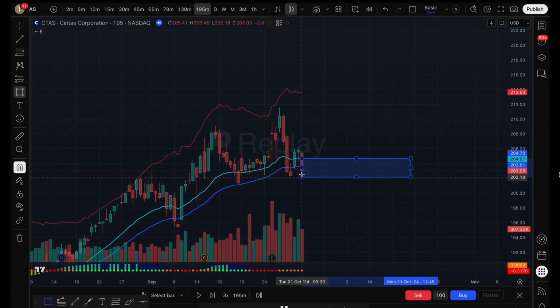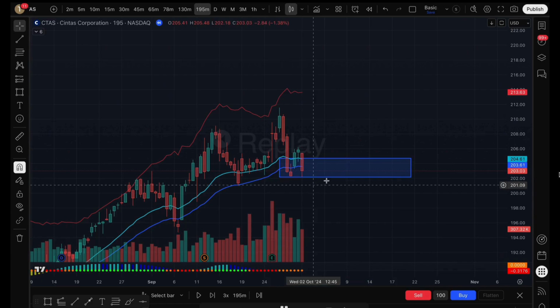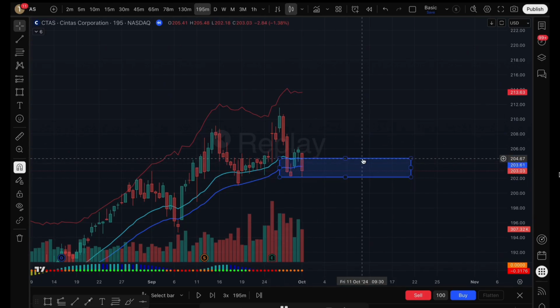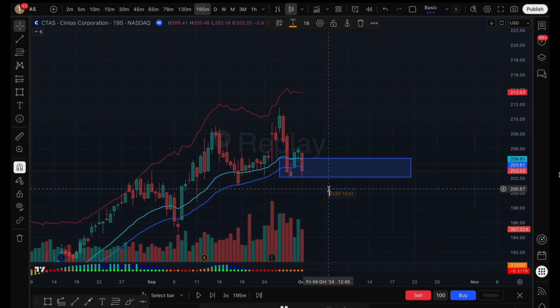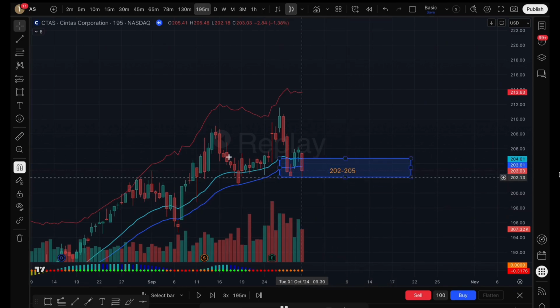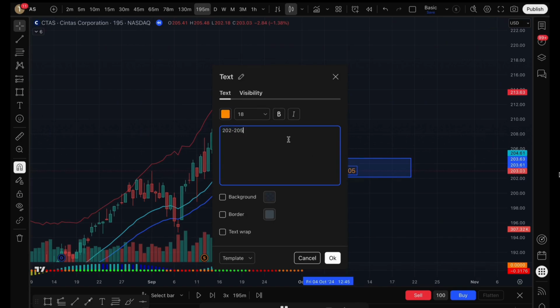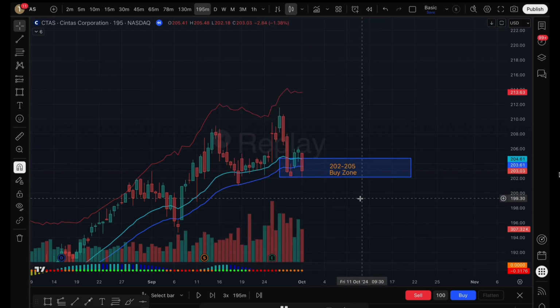I identify the buy zone. It's going to be between 202 and 205 essentially. So 202, 205, buy zone. Let me write that in there. Awesome. And now I need to find a take profit and a stop loss. Stop loss is basically where you exit the position if you're wrong, and a take profit is where you exit the position if you're right.